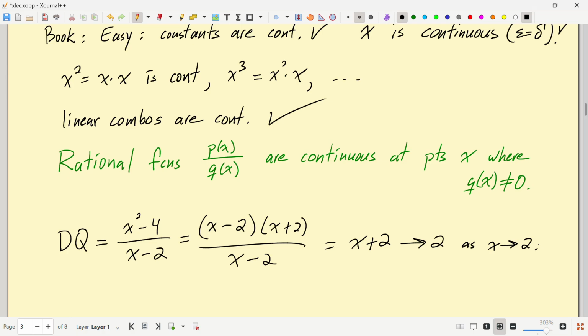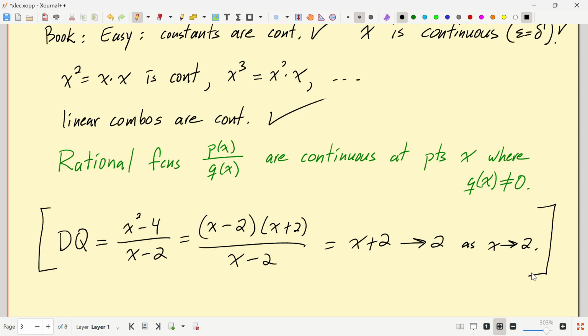Anyway, this is just a remark. At points where the q of x might vanish, you would have to also think about whether the p of x vanishes there. If it does, then you can factor out orders of the zeros and analyze it more carefully.